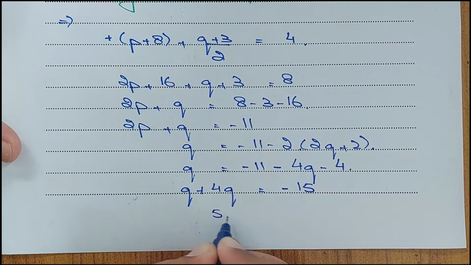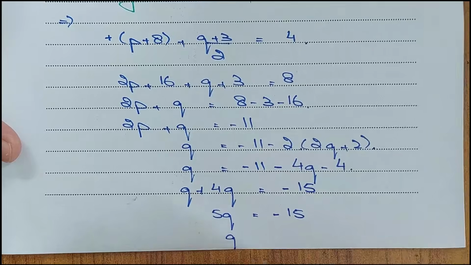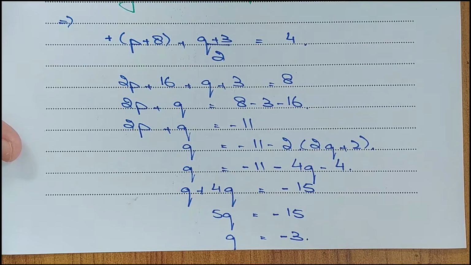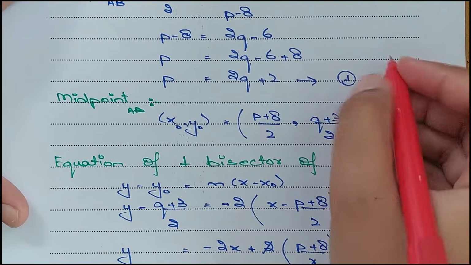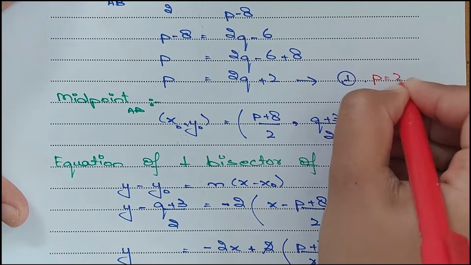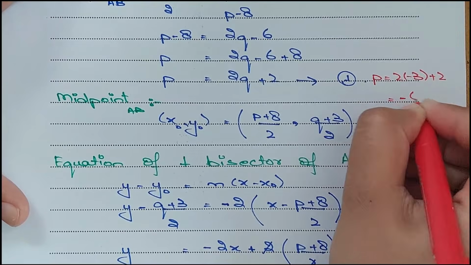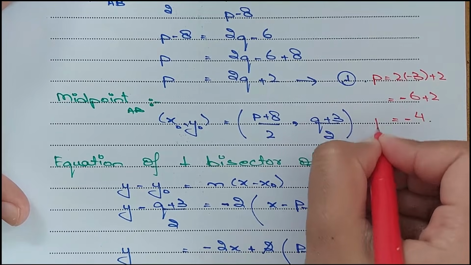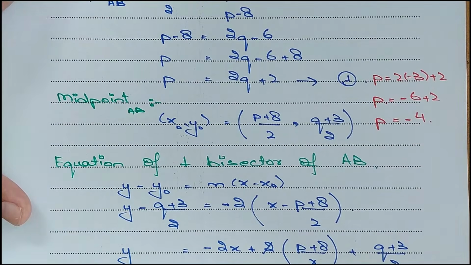And we have 5q is equal to negative 15, and q would be equal to negative 3. Right, so we got the q value, which is negative 3. So when q is negative 3, what is the p value? So substitute over here, we will get p. So p would be equal to 2 times minus 3 plus 2. 2 times minus 3 is minus 6 plus 2, which would be equal to minus 4. So p is minus 4 and q would be equal to negative 3.